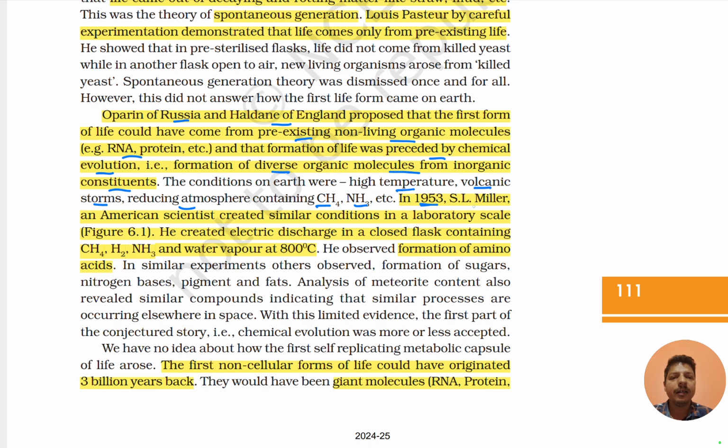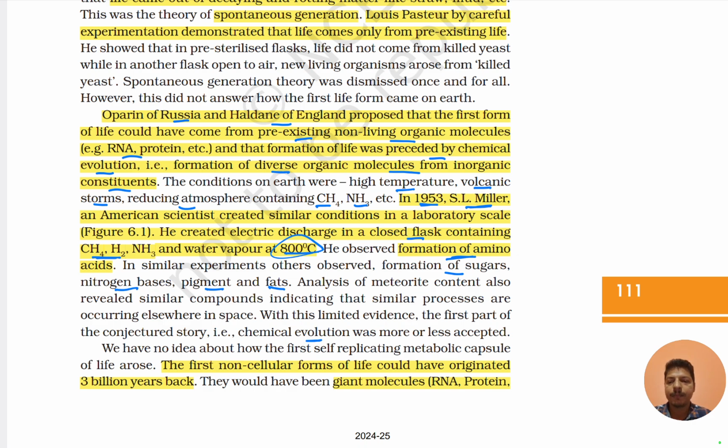In 1953, S.L. Miller, an American scientist, created similar conditions on a laboratory scale. He created electric discharge in a closed flask containing all these chemicals, CH4, H2, NH3 and water vapor, at 800 degrees Celsius. He observed the formation of amino acids. In some similar experiments, others observed formation of sugar, nitrogenous bases, pigments and fats. Analysis of meteoroid content also revealed similar compounds, indicating that similar processes are occurring elsewhere in space. With this limited evidence, the first part of the conjecture story, that is chemical evolution, was more or less accepted.